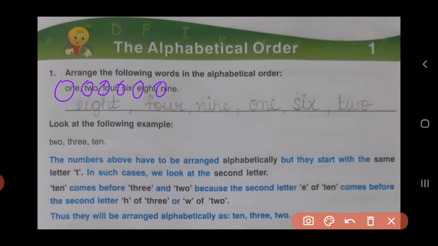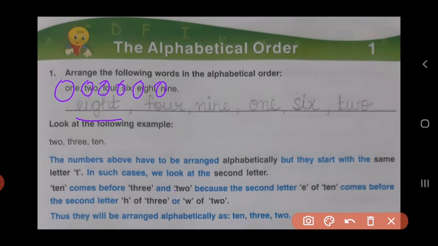Now children, you will see all the first letters of these words and see the order of the alphabets from A to Z. So let me say your ABCD and we'll decide which comes first and which comes last. A, B, C, D, E. I have number 8 that starts with E. So my first word is number 8.